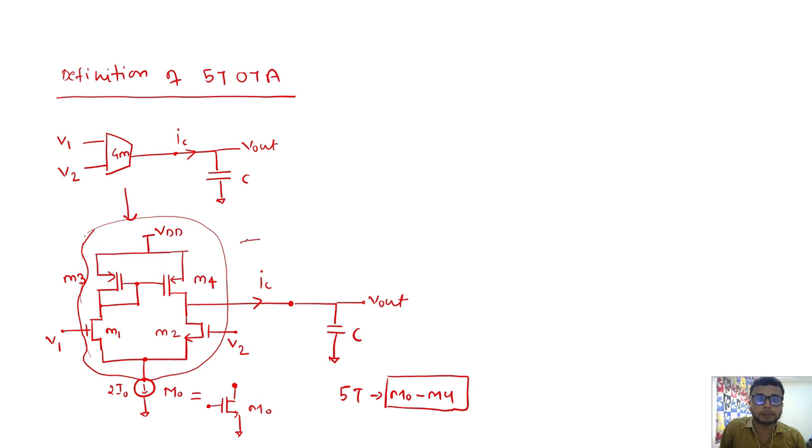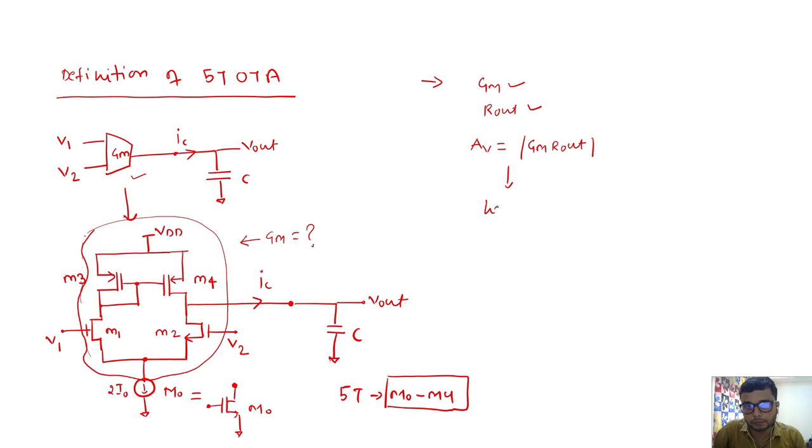Okay, so this particular structure's GM will be what? That is nothing but your GM written in that block. So this GM is nothing but the GM of this particular block, and we will calculate the GM of this particular block, and also R out. In coming videos we will calculate the GM, then R out, and from that we will find the gain, or you can say voltage gain especially, which is GM R out, and after that how to improve it.